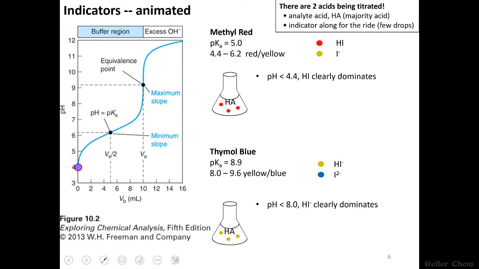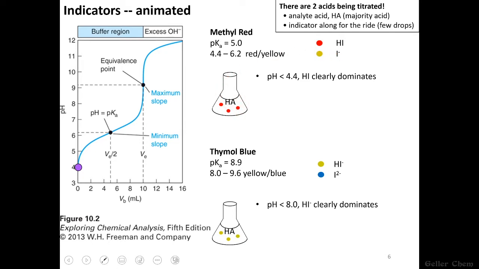And so in order to have one of these species so much more dominant over the other that we only effectively see their color, we need to get away from that pKa value. And that's why we have transition ranges for these indicators. If we are at 4.4 or lower, the red acidic form will be so dominant over the yellow basic form that we effectively will not see this. The solution will look red.